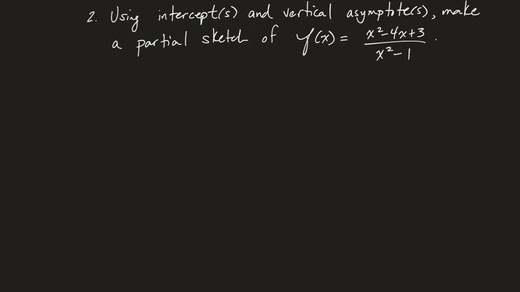So let's take a look at the problem on the screen. What we're going to do is go through, and if you read that question carefully, you'll notice that what I'm talking about is making a partial sketch. We don't really have all the tools at our disposal yet to sketch this one really accurately. We've got pretty good tools, but not everything. So we're going to use our intercepts and our vertical asymptotes to make a really good sketch for that function.